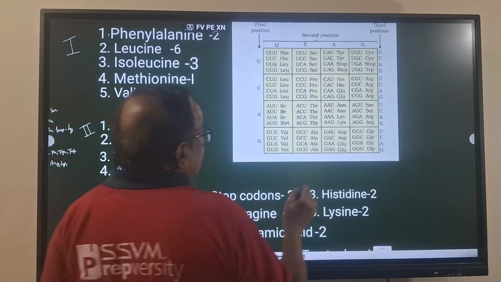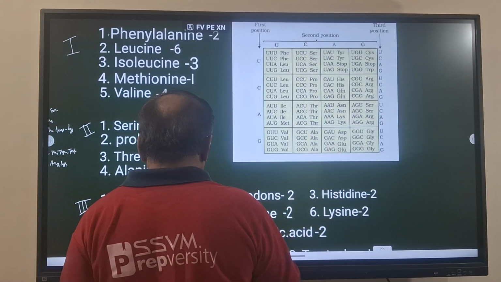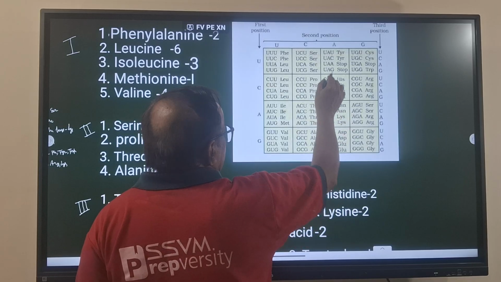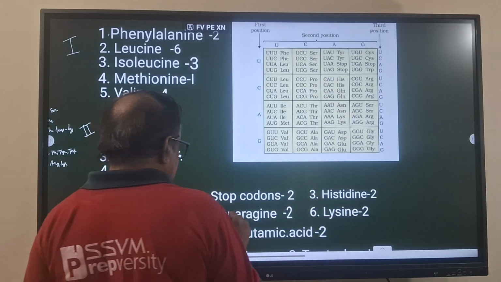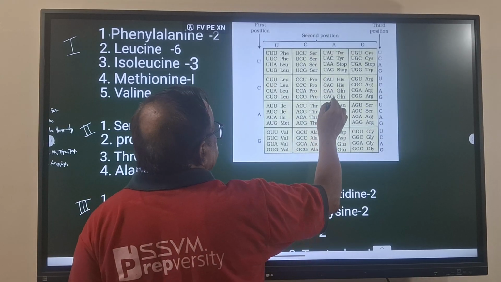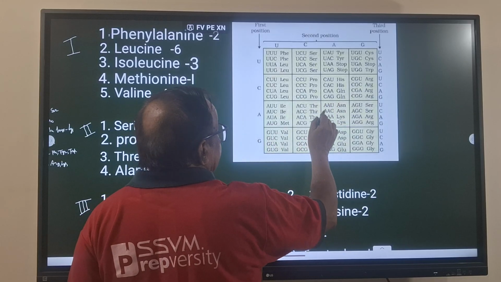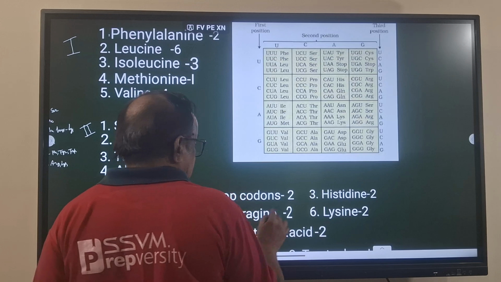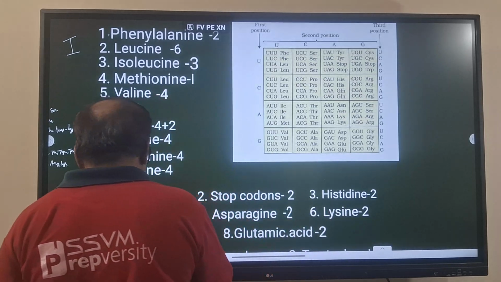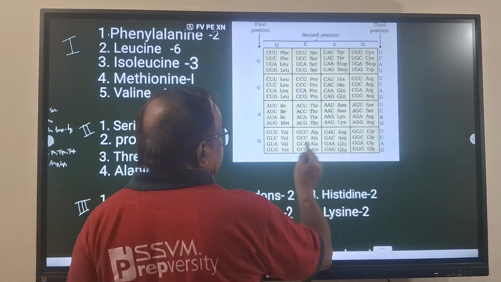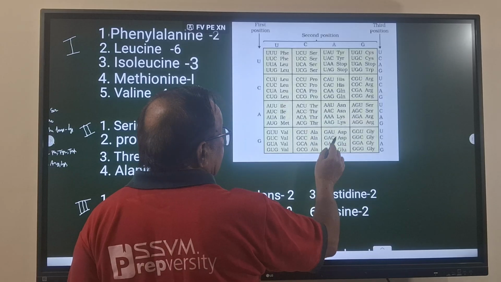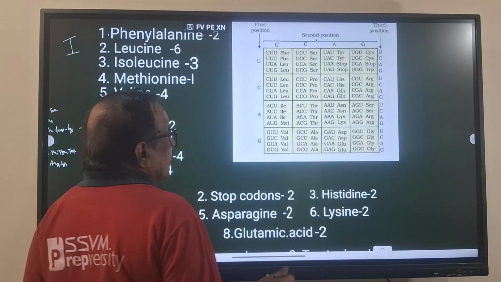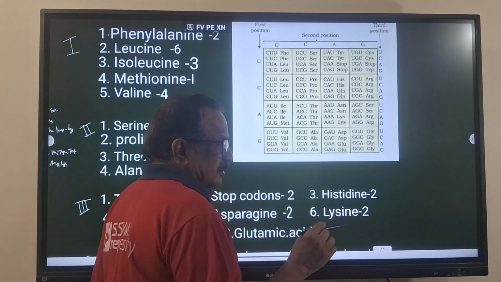And the next, the fifth one, is asparagine. Whenever we are seeing A and A, the first two are asparagine, the second two are lysine, lysine 2. And last, seeing GA, the first two are aspartic acid, the second two are glutamic acid. So like this you have to practice.